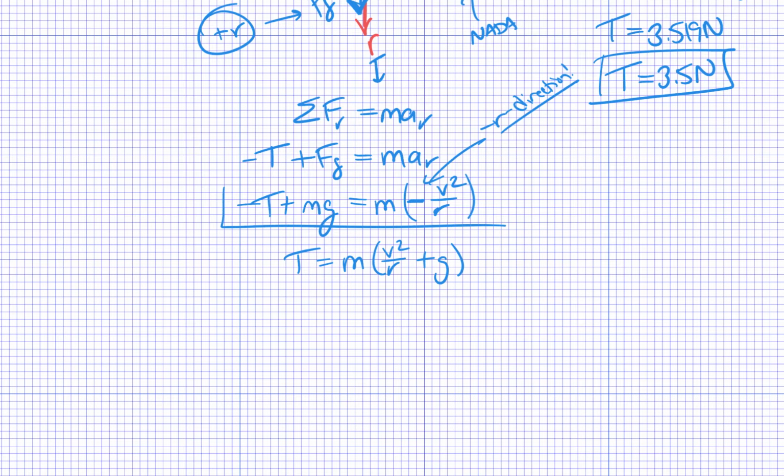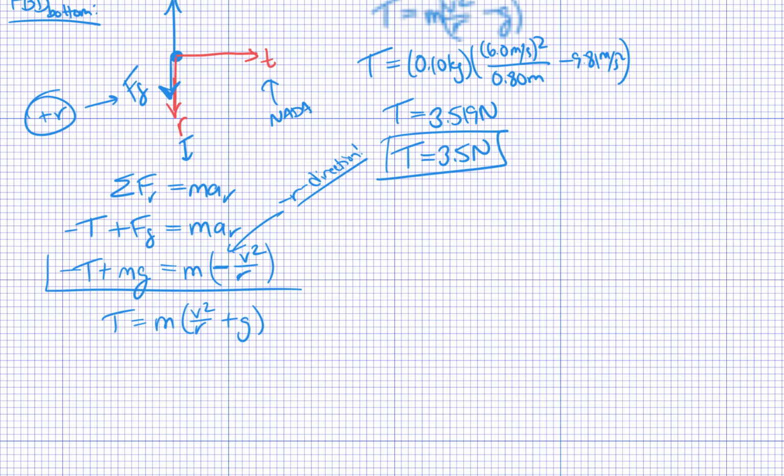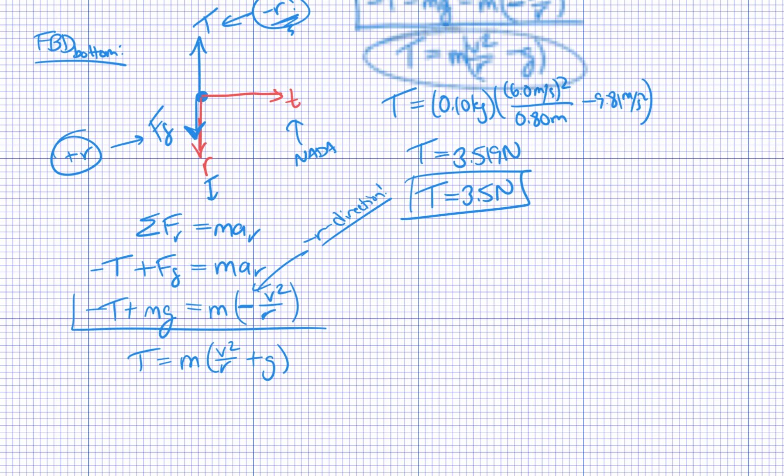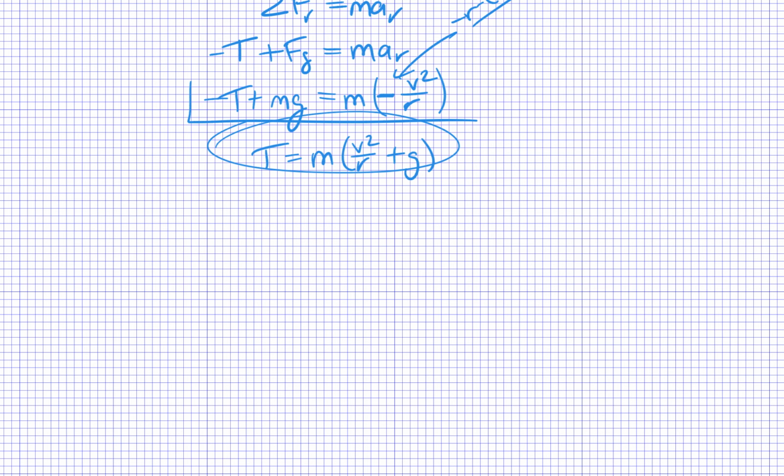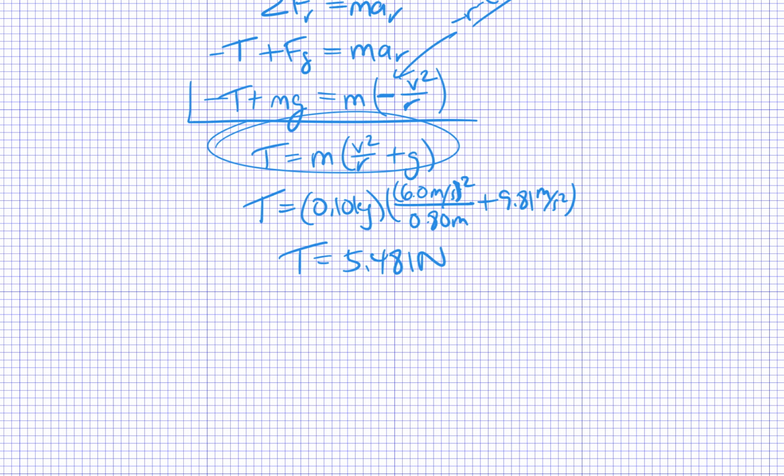Notice it's the same answer as we had earlier, except g has flipped signs. Because earlier the gravity was helping this thing turn inwards, and in this case, gravity is fighting the turn inwards. All right, so if we plug and chug, we're going to get a T of 5.481 newtons, and if we round to sig figs, we'll get 5.5 newtons. Okay, that's it. So hopefully this was helpful.